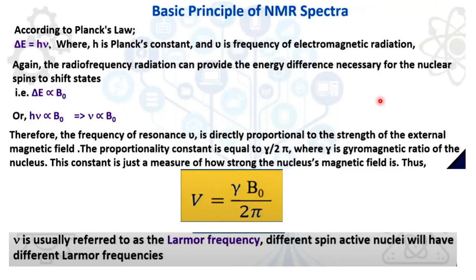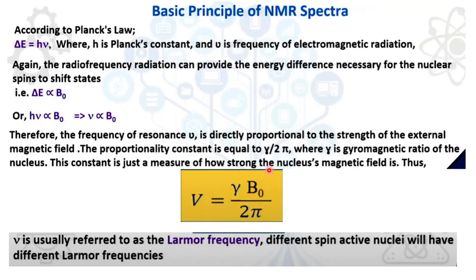So obviously nu is proportional to B0. Therefore, the frequency of resonance nu is directly proportional to the strength of the external magnetic field. The proportionality constant is equal to gamma by twice pi. This is the intrinsic property, the gyromagnetic ratio of the nucleus. So for each and every element, the gyromagnetic ratio will be different. The constant is just a measure of how strong the nuclear magnetic field is.